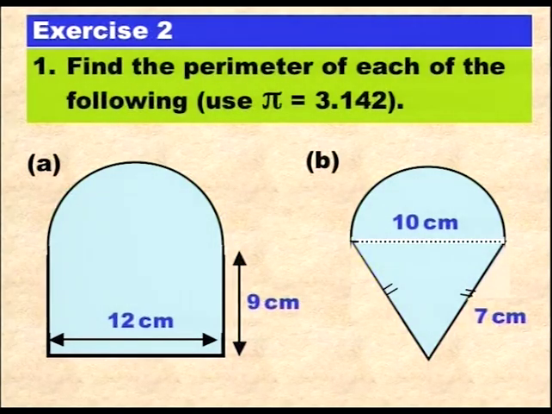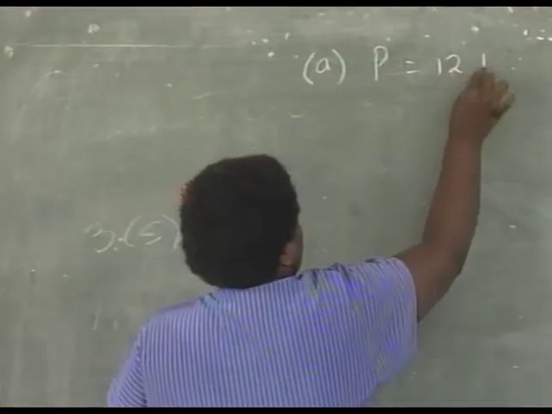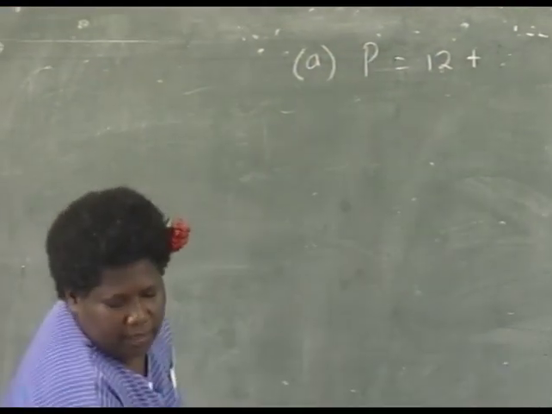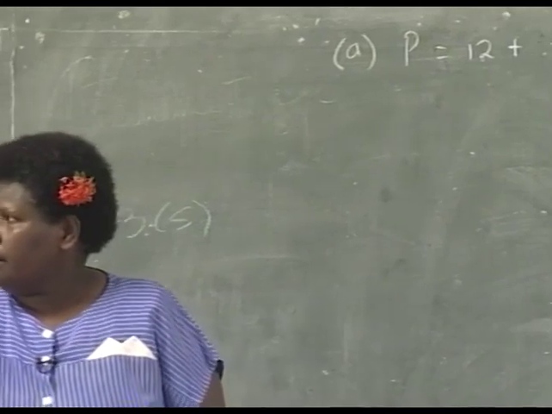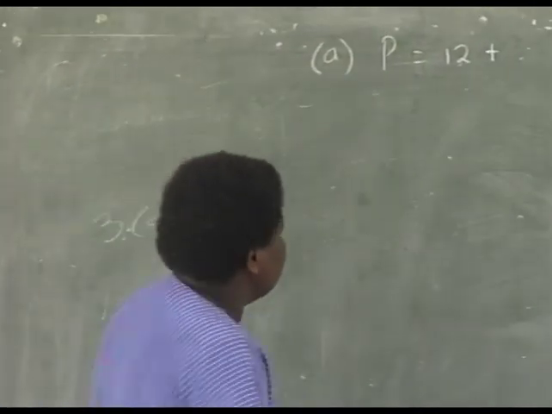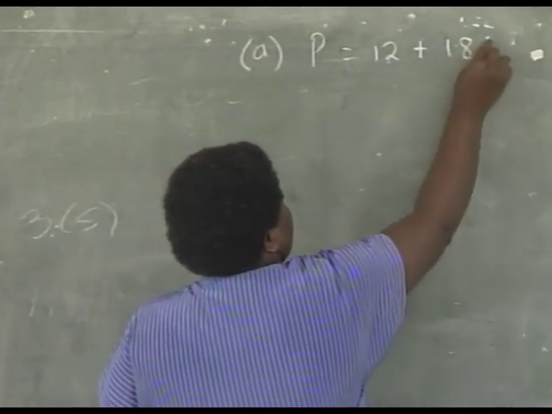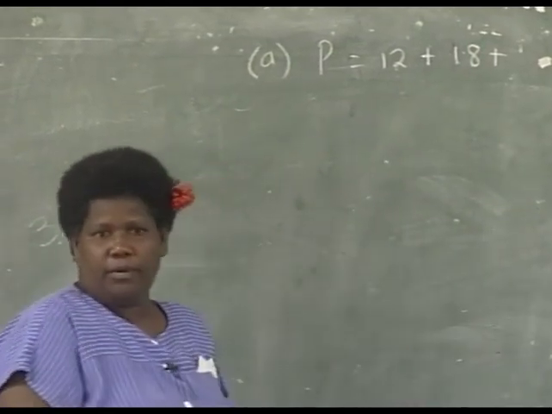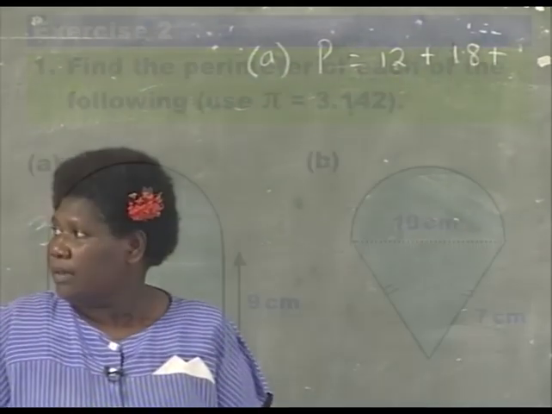Note the perimeter is the distance. Perimeter was defined by group 1. It's the distance around a shape. So I can see that there is a length which is 12, and then there's 9 and 9 on the other side. So 18 plus half of the circumference of a circle.